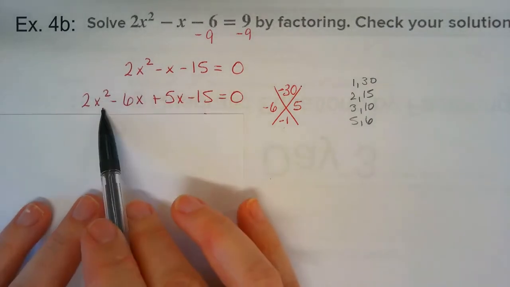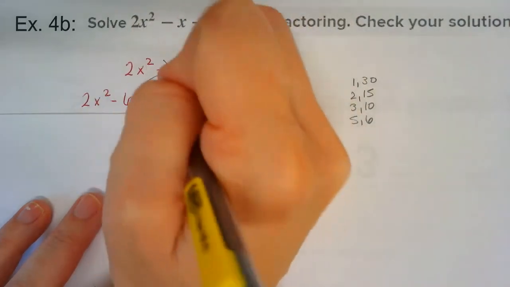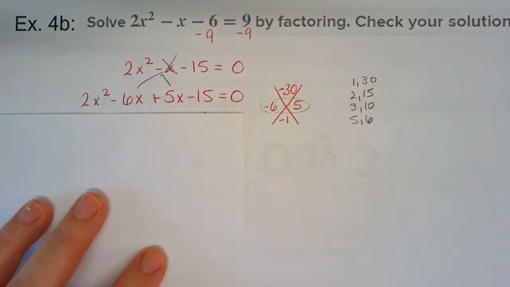So you drop down the 2x squared. You drop down the negative 15. We don't use the middle term. We use these two guys that we came up with.